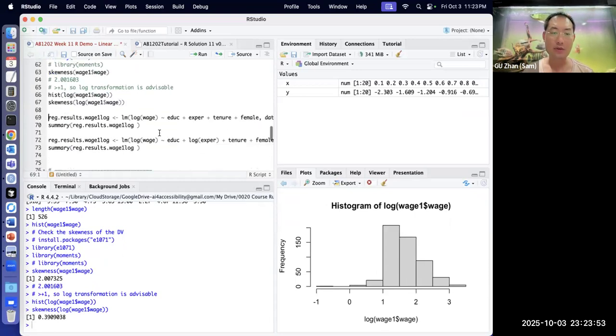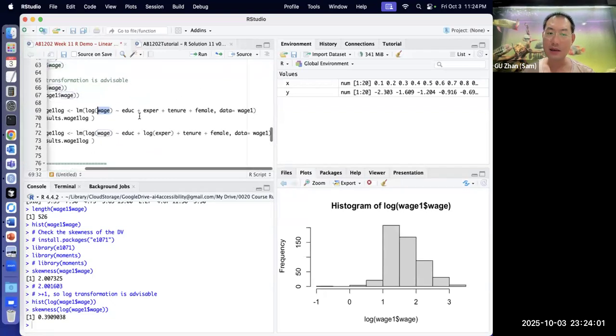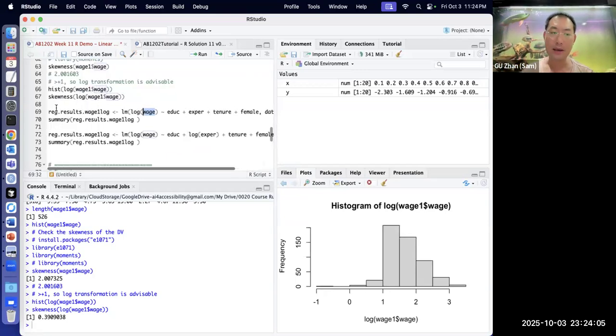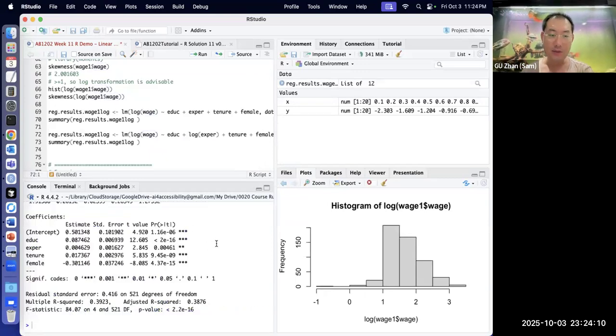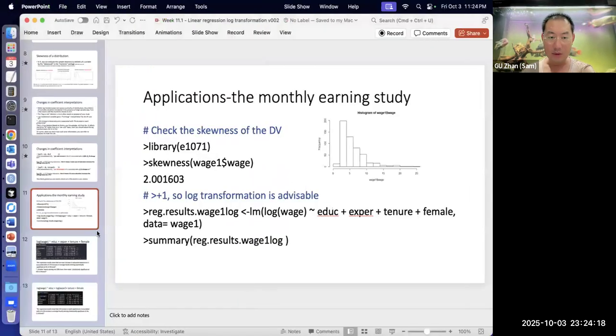After that, wage is the dependent variable, it's the target. So we apply the log to the wage, while for the rest of the independent variables, we keep them in their native form. We don't apply any log transformation. Then we run it, and this is how we interpret. So I see education, experience, tenure, and female.